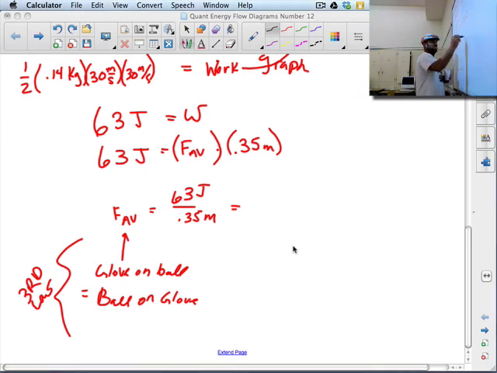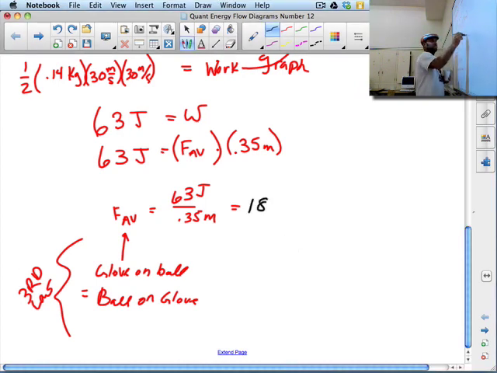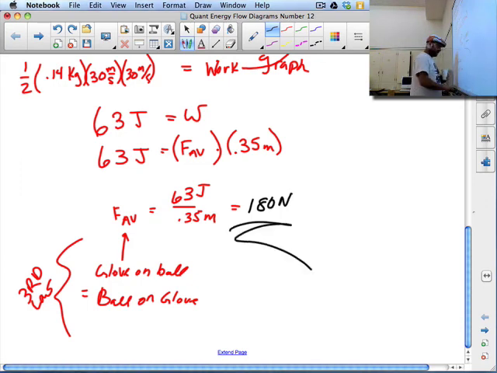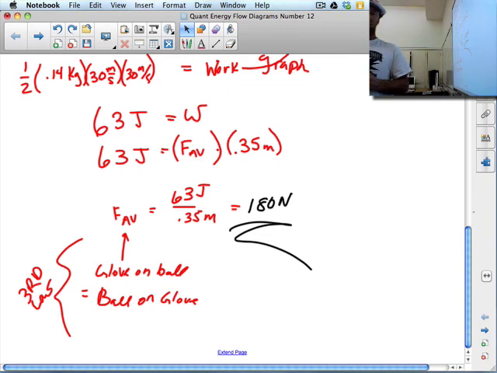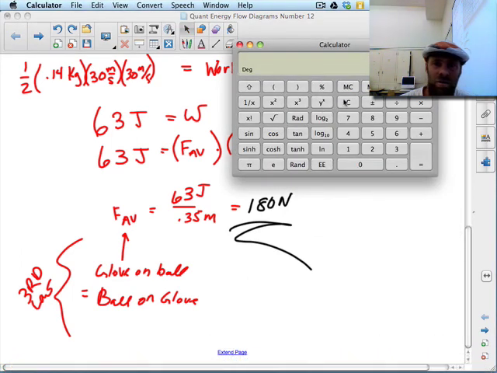That seems a little small. Anyway, there it is, and hope you liked it. I think my calculation's wrong. Let me just check that. 63 joules has got to be too small. 0.5 times 0.14 times 30 times 30. I'm okay. Divided by 0.35 is 180. Okay. So there you go.